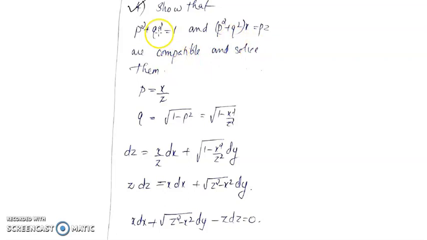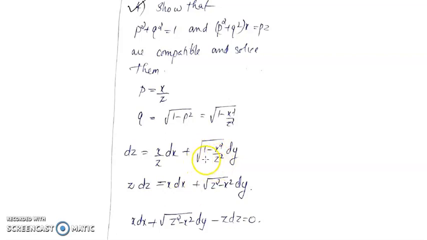Now from here q is equal to root of 1 minus p square. So substitute p in that, so that will give you the value of q. So you will get q equal to root of 1 minus x square by z square. So that gives dz equal to x by z dx plus root of 1 minus x square by z square dy. So you make a common denominator, root of z square minus x square by z square will come.